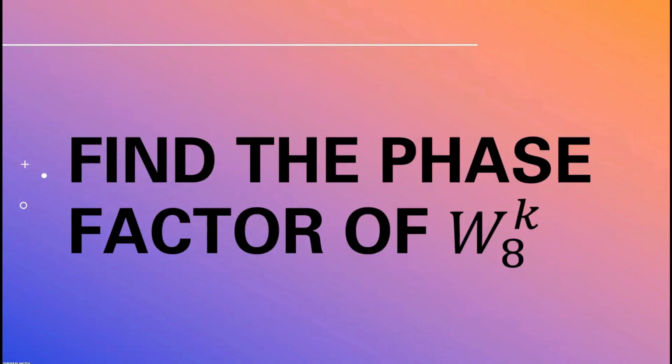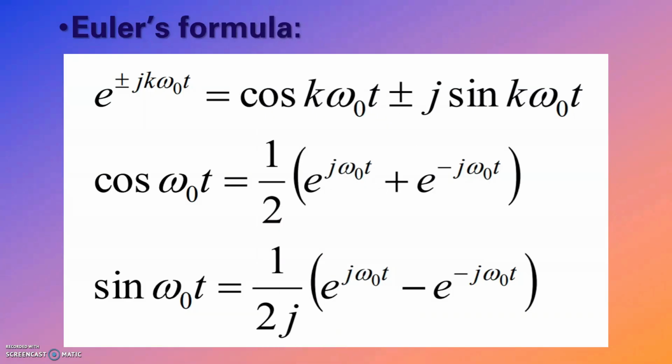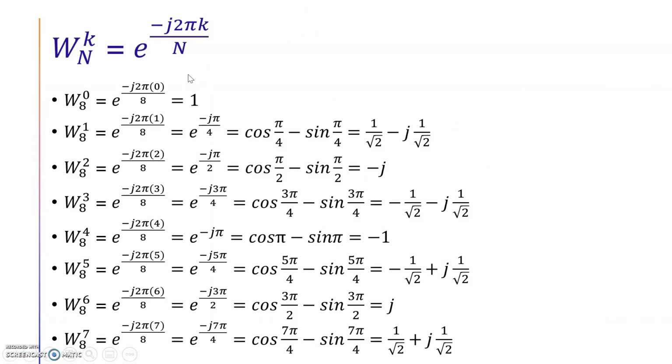Next is to find the phase factor W_N to the power of k. To find the phase factor, we need to know Euler's formula as shown here, especially the first equation here. The phase factor W_N to the power of k is denoted by exponential to the power of negative j2 pi k over N, where N equal to 8, then k is 0 until 7. So we use Euler's formula to find W_8^0 until W_8^7.